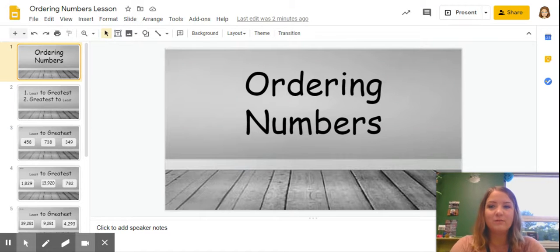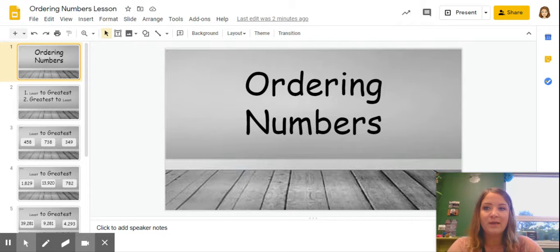Hi, everyone, and welcome to our very last lesson on place value before we review everything that we've learned so far. Last week we talked about comparing numbers using the greater than, less than, or equal sign. Today we're going to be using what we learned in that lesson to order numbers.